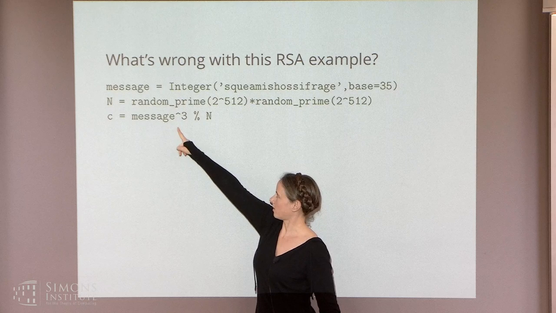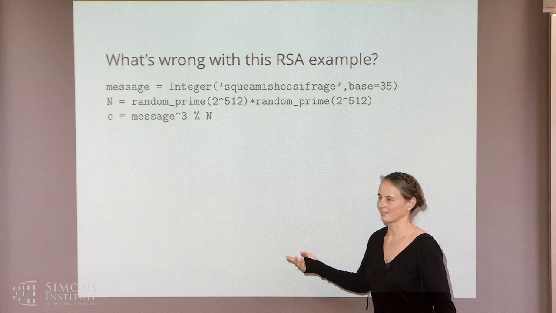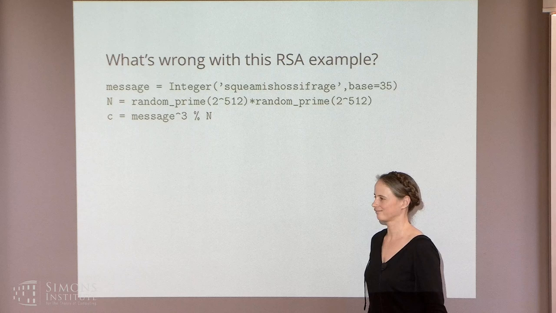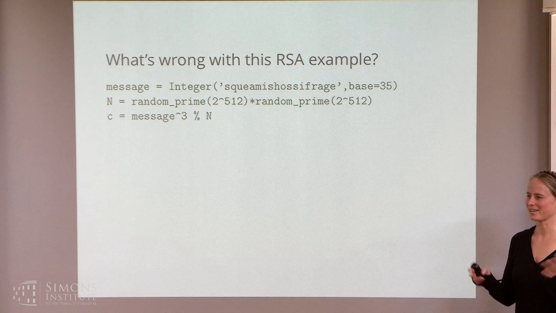Okay. Is there a problem here? Why 35? Because 26 plus 9. I think I was missing one, but just because it's easy to write. 1 through 9. Yeah, so A through Z plus 1 through 9.